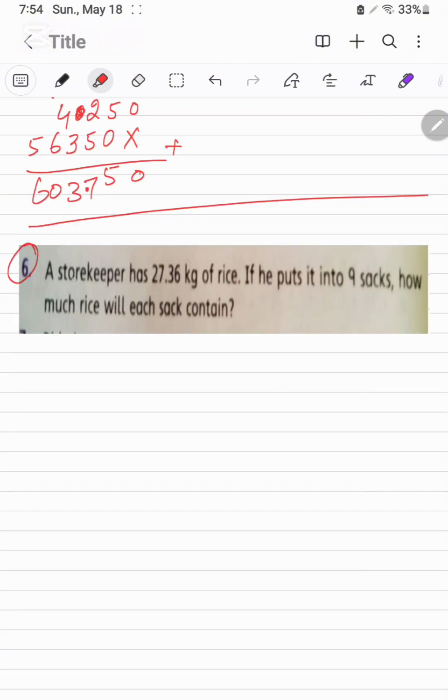It is question number 6. A storekeeper has 27.36 kg of rice. Total mass of the rice are the 27.36. If he puts it into 9 sacks, how much will the rice each sack contains?